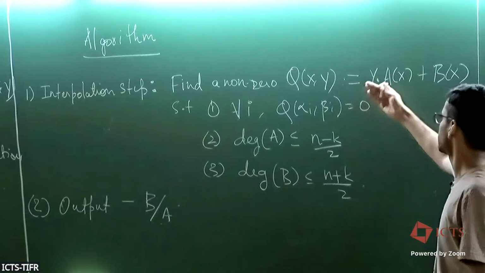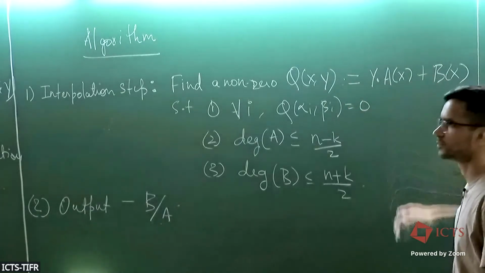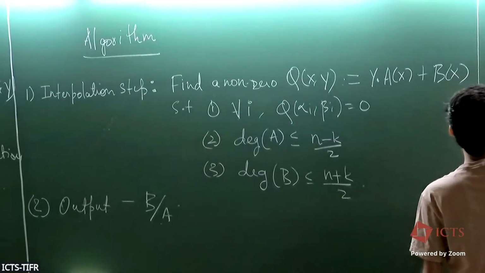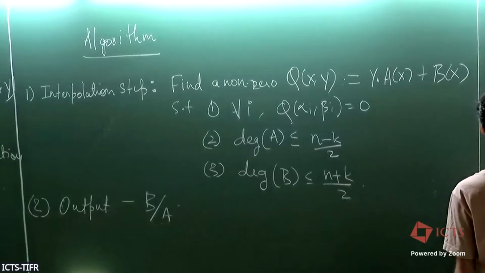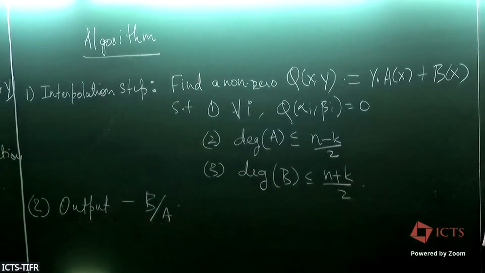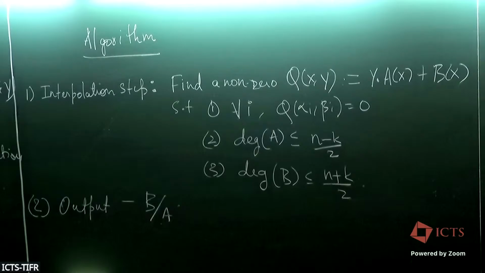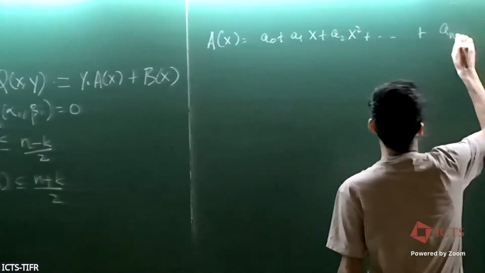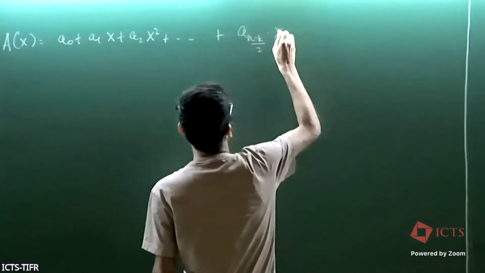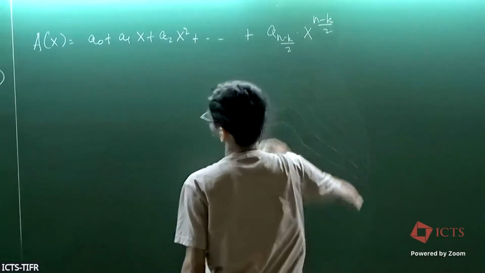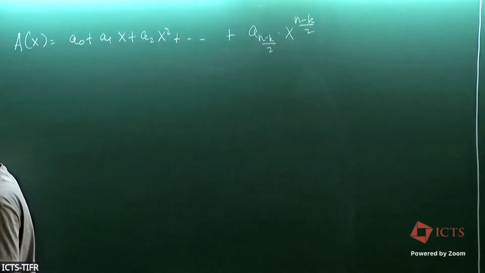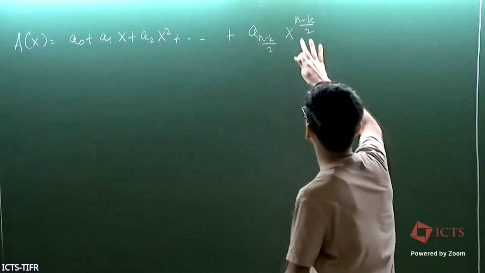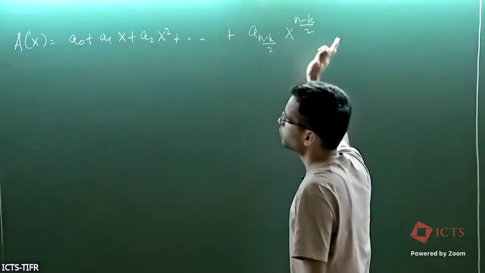Finding Q of x, y is the same as finding the coefficients of A and B. So let's write A of x as a0 plus a1 x plus a2 x squared, and so on. Its degree can be as large as (n minus k) over 2, so the last term is a sub (n minus k)/2 times x to the (n minus k)/2. If 2 doesn't divide this, one has to worry about other things, but I'm not going to worry about it. So A is some polynomial of this form.